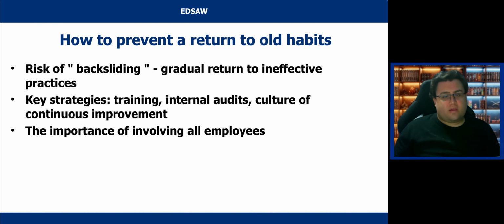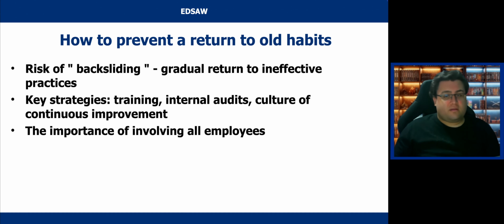Secondly, internal audits and regular checks are used to verify that processes are still being followed and that no deviations occur. Third, a culture of continuous improvement. Lean is not a project with a fixed beginning and end, but a long-term way of working. If a company supports Kaizen, i.e. the daily small improvements, people gradually get used to the fact that changes are a normal part of the job.